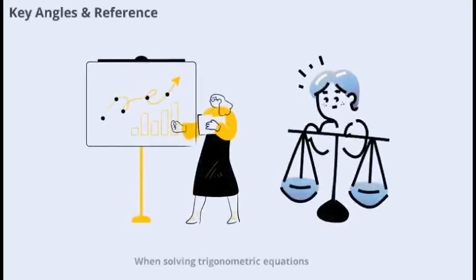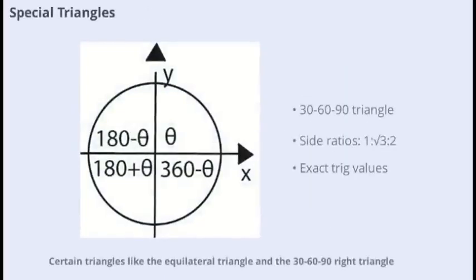In solving trigonometric equations, the angle you first find is called the key or principal angle. This angle helps you determine all other solutions in the specified range by applying the quadrant rules. Remember, the key angle itself may not always be a solution, but it guides you to the correct answers. Certain triangles like the equilateral triangle and the 30-60-90 right triangle have special properties that make them useful in trigonometry.